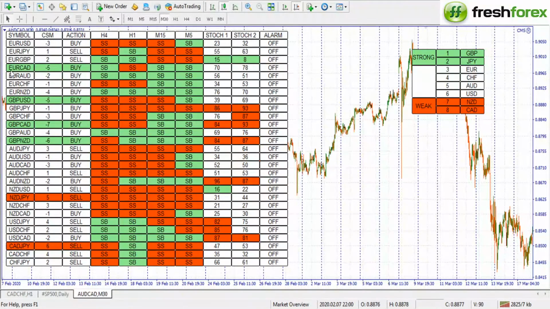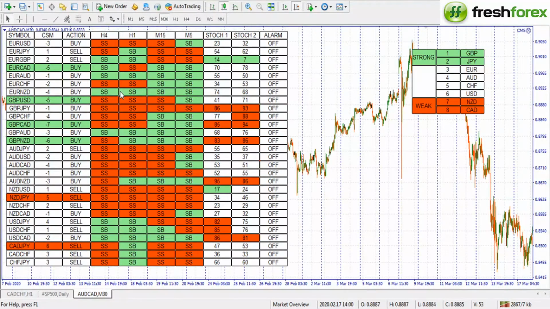Today we only have EuroCAD. We have EuroCAD showing us a very good uptrend. As you can see, we have a very good trend on the 1 hour. We also have a very good trend on the 4 hours. And then we have a good trend on the 15 minutes, then on the 5 minutes.